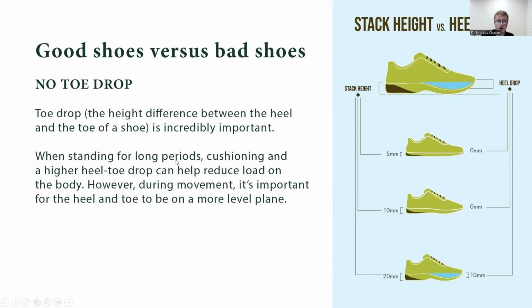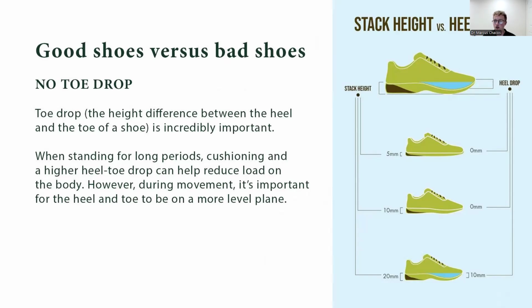So when standing for long periods, cushioning and a higher heel drop can reduce load on the body. However, during movement, it's important for the heel and toe to be on a more level plane. So again, shoes which have more cushioning are good for reducing the amount of load that we're placing on the body. So at jobs where we're standing up for long periods of time especially, those types of shoes are fine. However, if we are moving around and doing a lot of movement, moving place to place, we ideally want to have shoes with no toe drop.